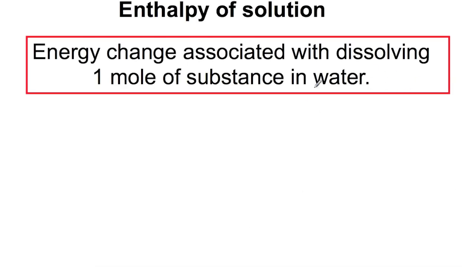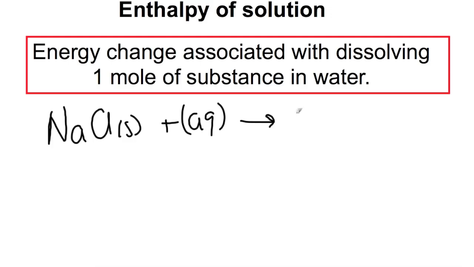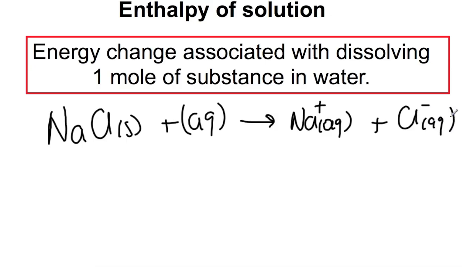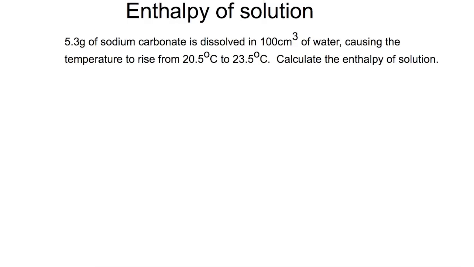The second type of enthalpy that we're looking at today is the enthalpy of solution. Enthalpy of solution is the energy change associated with dissolving 1 mole of an ionic substance in water. So for example, if we had solid sodium chloride and we're dissolving it in water, we will end up with aqueous sodium ions and aqueous chloride ions. And there would be an energy change associated with this. The calculation that you carry out is very similar to the enthalpy of combustion calculation.